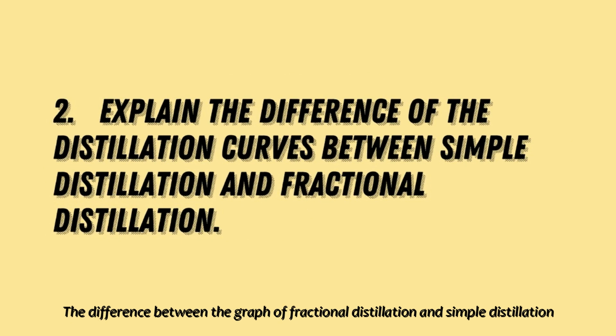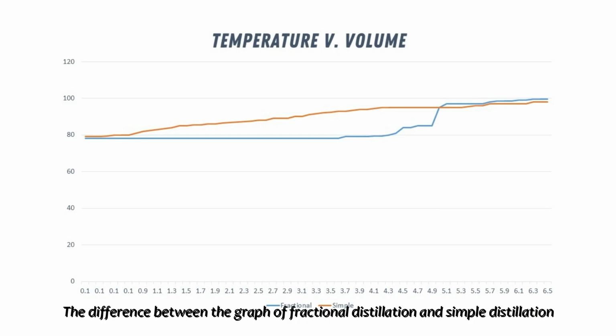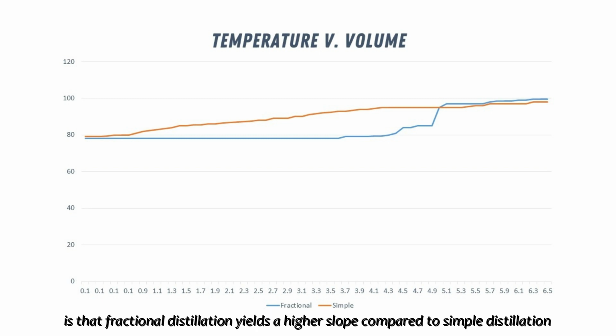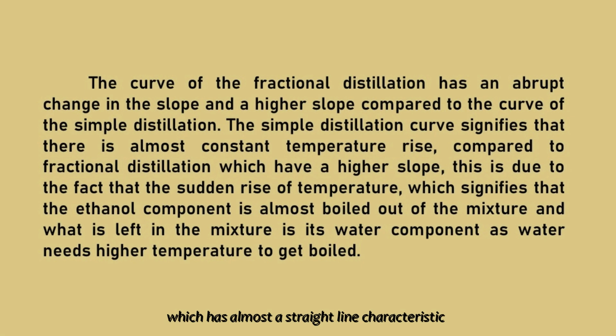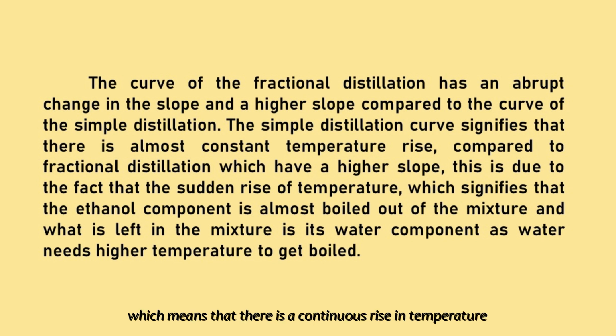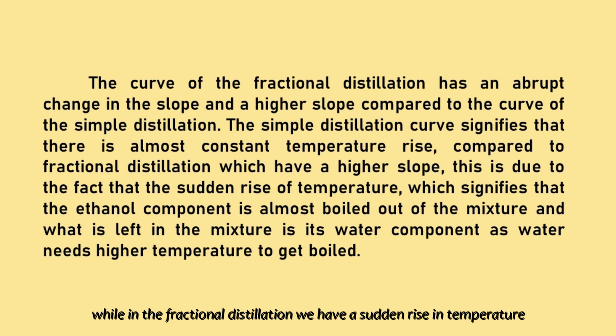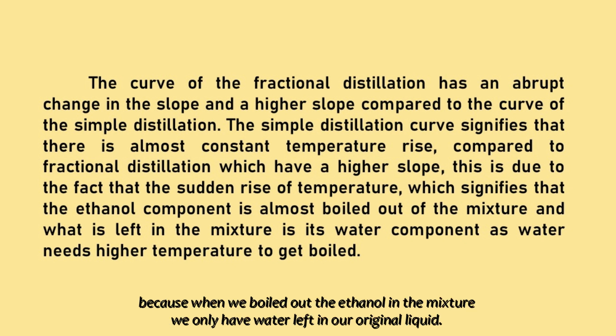The difference between the graph of fractional distillation and simple distillation is that fractional distillation yields a higher slope compared to simple distillation, which has almost a straight line characteristic, which means that there is a continuous rise in temperature, while in the fractional distillation, we have a sudden rise in temperature because when we boiled out the ethanol in the mixture, we only have water left in our original liquid.